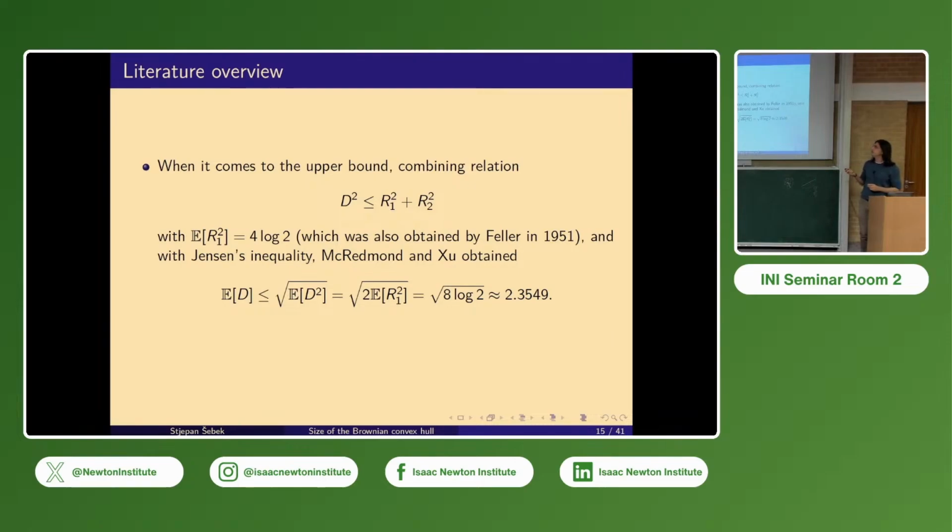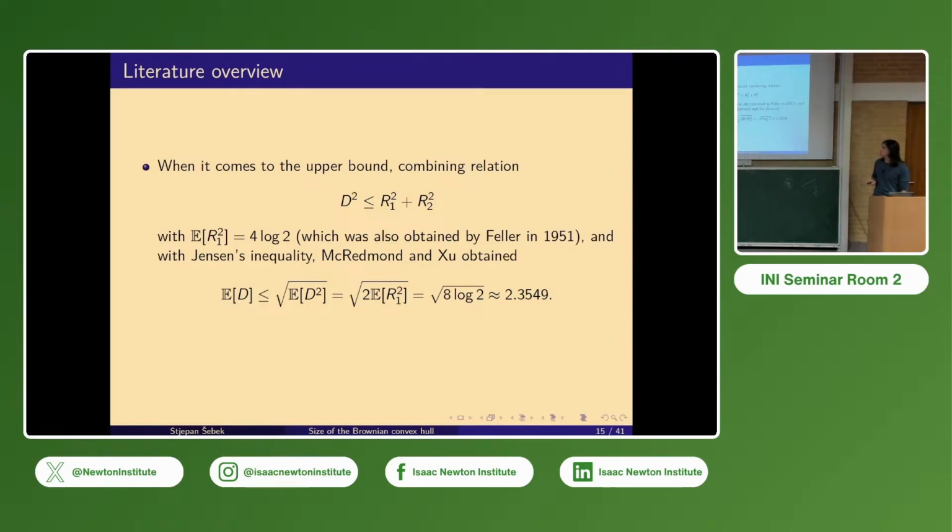For the upper bound, as I said, we use the fact that the diameter is bounded by the diagonal of this rectangle. Then we know that D squared is bounded by this, and we can use Jensen's inequality. We know the second moment of the range, which was already computed in 1951 by Feller in this paper, where he developed the density function. He developed the first and second moment. So just by plugging everything in, they obtained this upper bound. And this hasn't been improved since then.